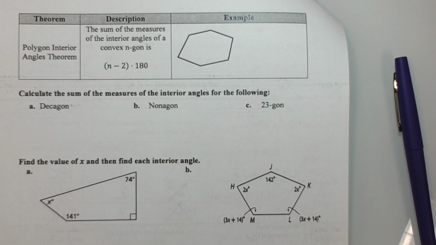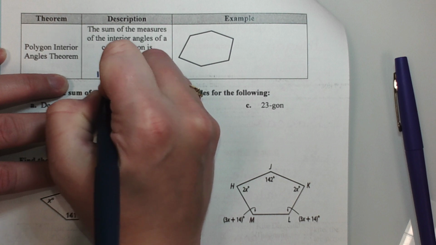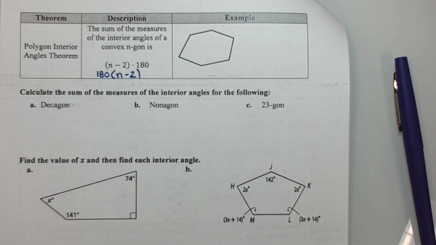So, polygon interior angle theorem. The sum of the measures of the interior angles of a convex n-gon is, in parentheses, n minus 2 times 180. Now on the front we did 180 and then parentheses n minus 2. It's the exact same thing. If you prefer it that way, go ahead and write it that way. A lot of people do prefer it that way. I prefer it that way.